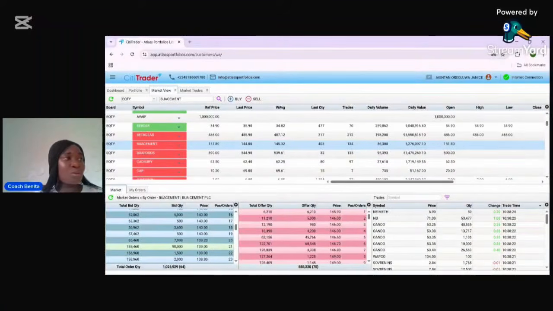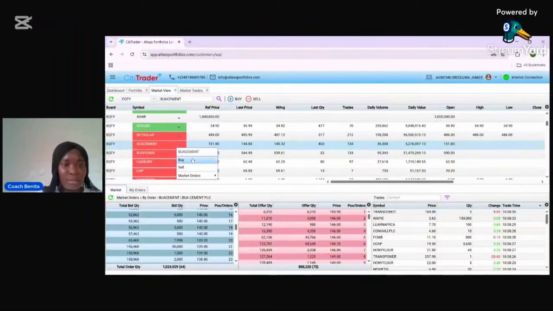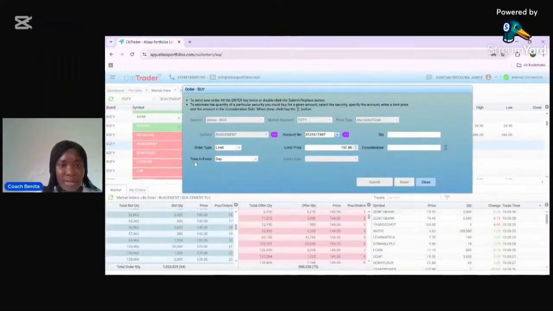So as an investor, as a trader, what do I do? Now as a trader, what do you do? Set your price a little below, a little above this 139 naira. So I'm going to be doing that right now. Let me show us how to buy again. Come to Boa Cement, click buy.